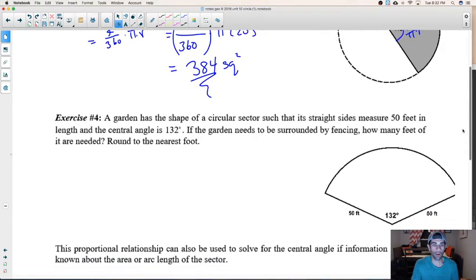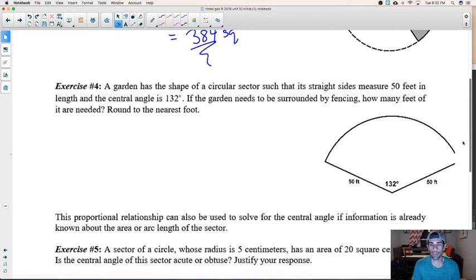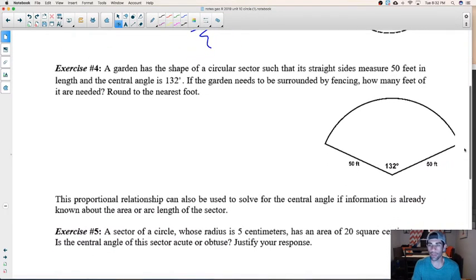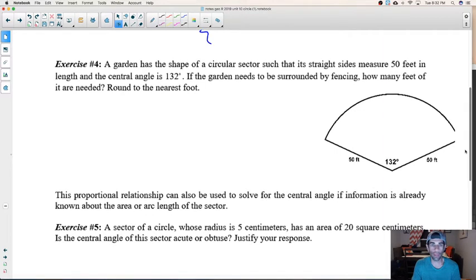Next one. A garden has the shape of a circular sector such that its straight sides measure 50 feet in length and the central angle is 132 degrees. If the garden needs to be surrounded by fencing, so here is my nice fence that I'm going to put up, how many feet are needed? So now this one is asking for a length.